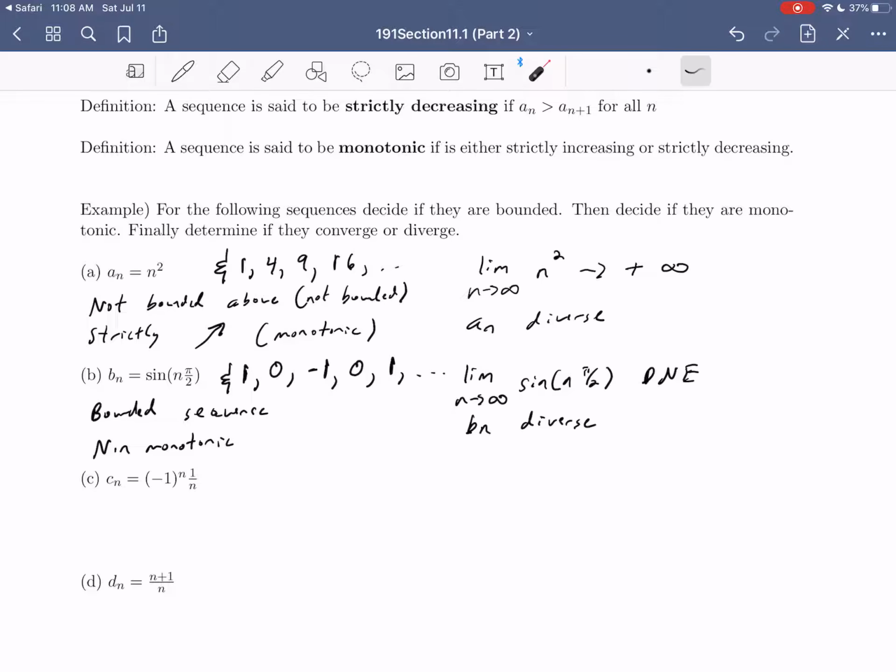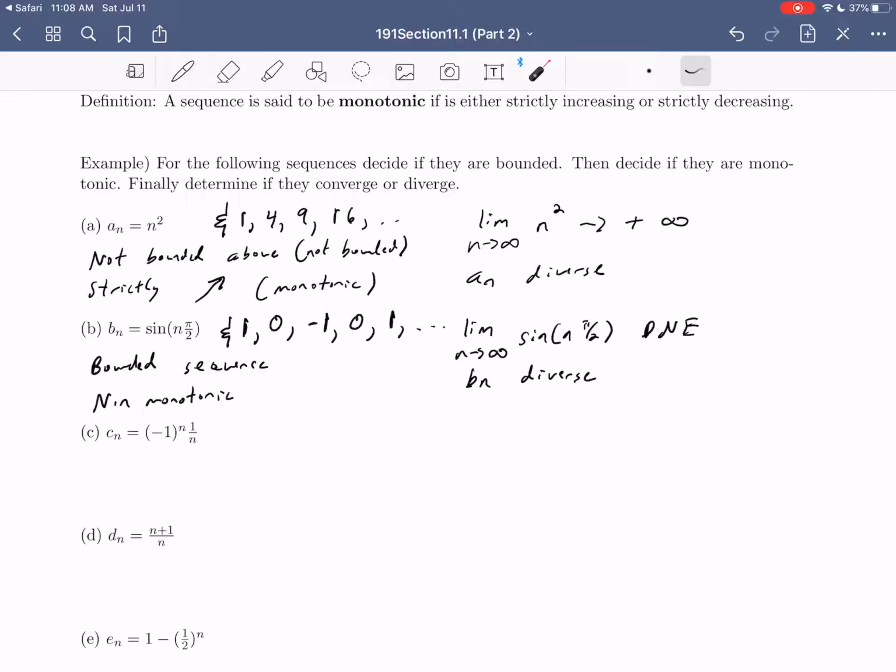Instead, the sequence just keeps flipping between 1, 0, -1. It just hits those three values, never gets close to one single value. Remember, that's what a limit of a sequence means. Okay. For c sub n here, let's again assume that n starts from 1 and take a look at it.